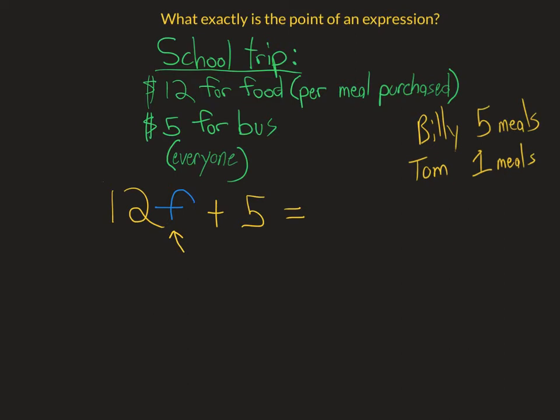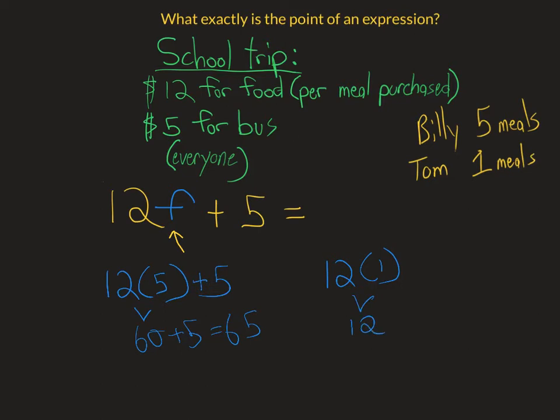So if Billy is going to eat 5 meals, Billy is going to plug in a 5 here. He's going to need to take a whole heap of money on that trip. Okay, so he's going to have 60 plus 5, $65. Do the same thing for Tom. 12 times 1 meal means he's only got to bring $12 plus that 5 for the bus, 17, okay? So that's the idea.